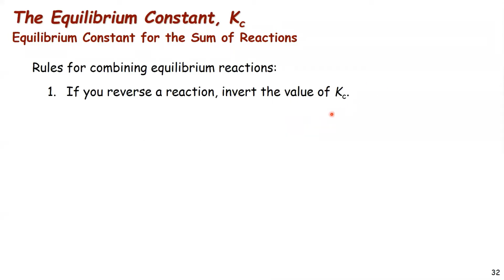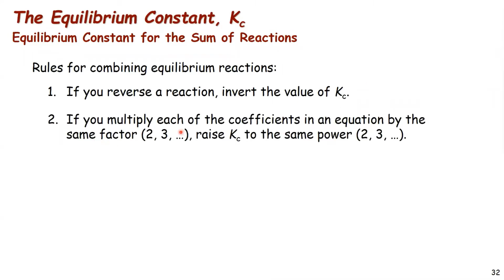We take its inverse. If we multiply each of the coefficients in the equation by some factor, let's say 2, well, we're going to raise the equilibrium constant to that same power, right? Because remember, those coefficients end up being powers. We raise each of the concentrations of the products to a given power, which is that coefficient. So if we multiply the coefficients by any value, we've got to raise it to that same power.